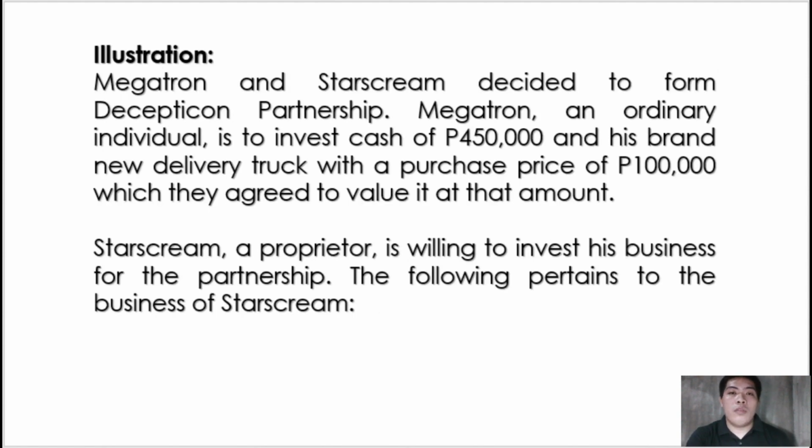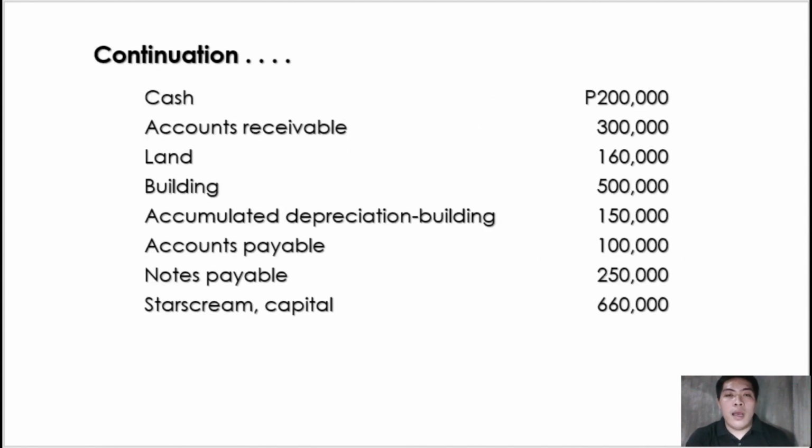Megatron and Starscream decided to form Decepticon partnership. Okay. Megatron, an ordinary individual, is to invest cash for 450,000 and his brand new delivered truck with a purchase price of 100,000, which they agreed to value it at that amount. Starscream, a proprietor, is willing to invest his business for the partnership. The following pertains to the business of Starscream. So, binigyan tayo ng information ng kanyang assets and liabilities at saka capital. So, pertaining to sa kanyang balance sheet accounts. We have cash, we have accounts receivable, we have land, building, tsaka yung accumulated depreciation ng building, accounts payable, notes payable, tsaka yung capital account ni Starscream.